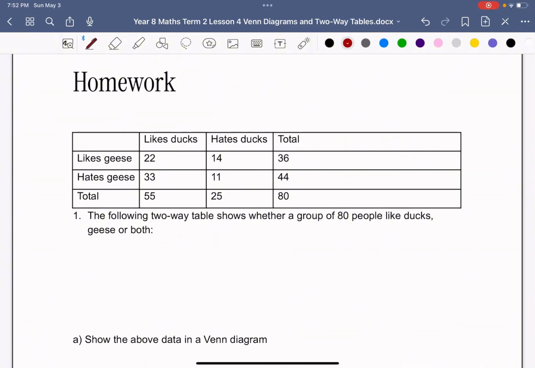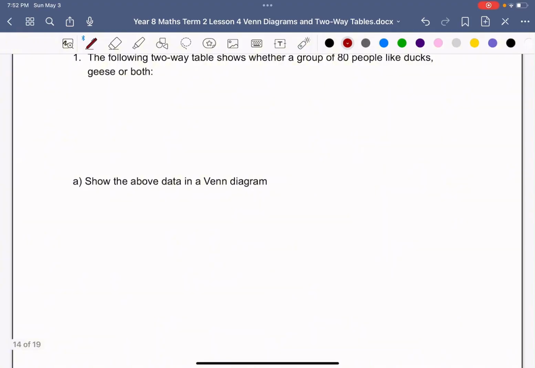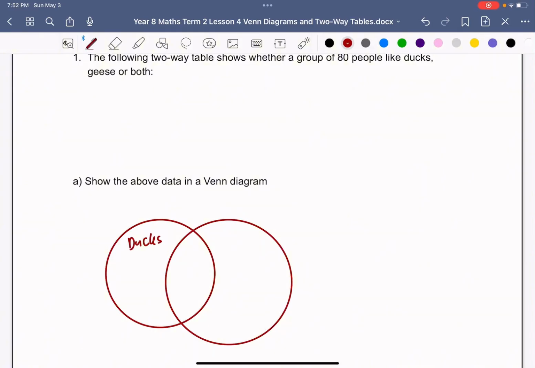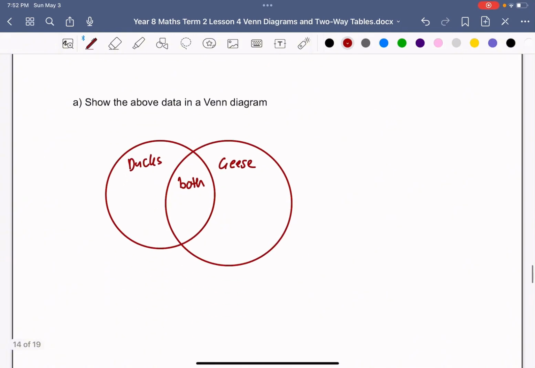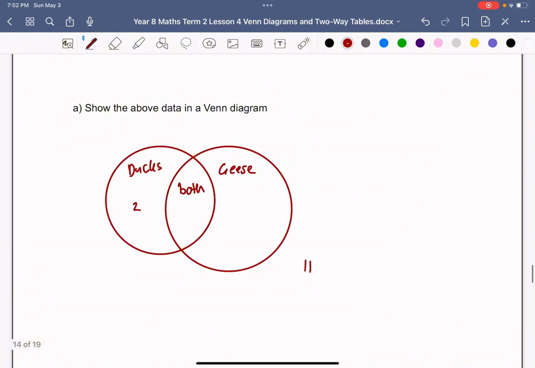Now, the following two-way table shows whether a group of 80 people like ducks, geese, or both. Show the above data in a Venn diagram. So, ducks, geese, or both. I'm going to draw two circles, one for ducks, one for geese, one for both, and then we'll write our none, which hates ducks, hates geese, which is 11, over here. Now those who like both is 22, those who just like geese is 14, and those who just like ducks is 33. So we can fill in our information here, 33, 22, and 14.